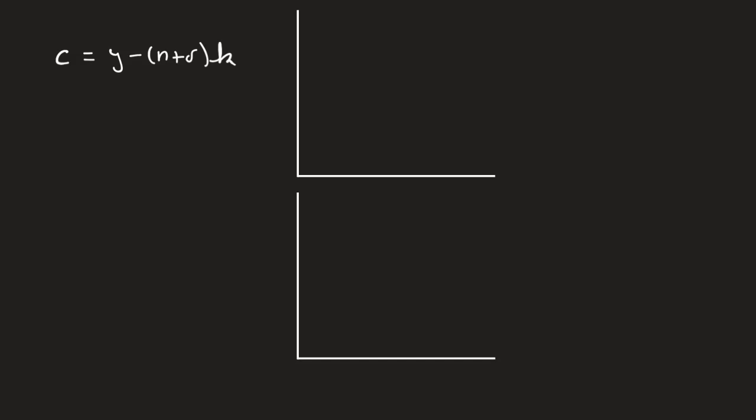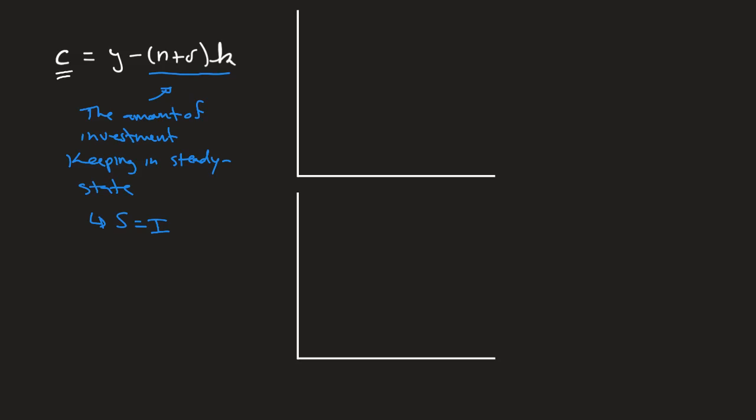So it's important to understand that this right here is the amount of investment keeping our model in steady state. That's why. And we also know that savings equals investment when we're in equilibrium. So when we're in equilibrium, in steady state, this is going to be the amount of consumption that's present.